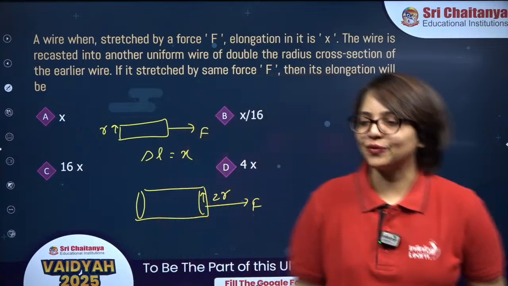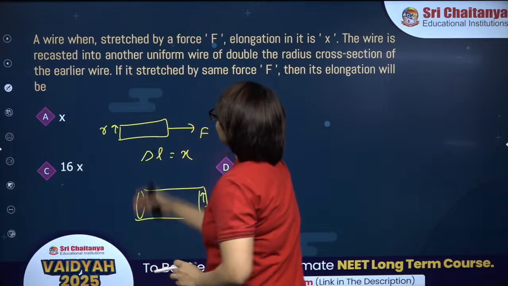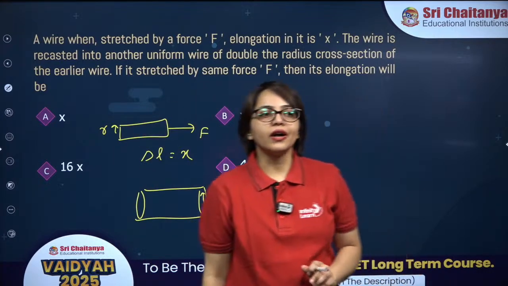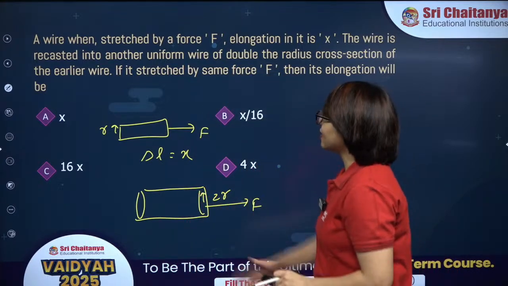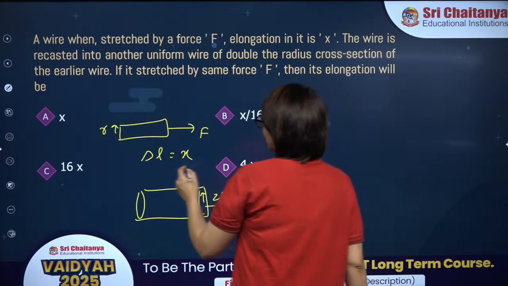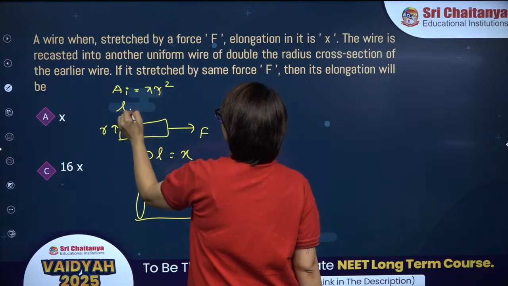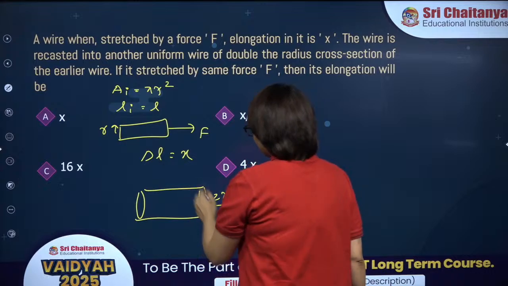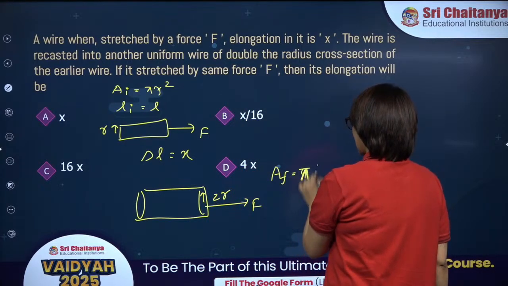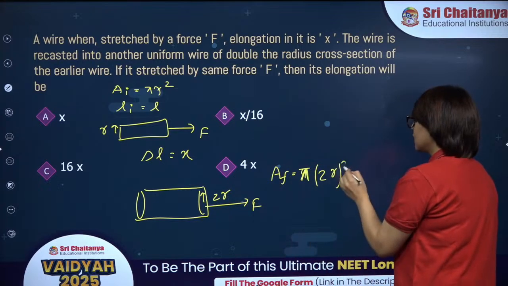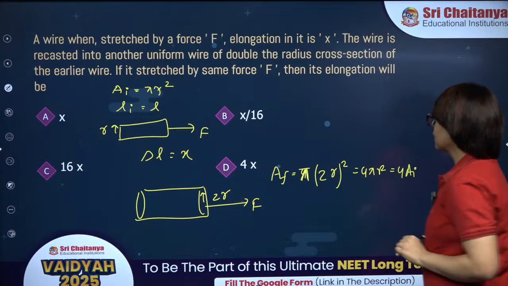It's not constant. When you recast, you have the same volume as before. Using the same volume of the wire, yes, the length decreases. You have to recast the wire. So the initial area is pi r square and the initial length is L. Now the final area is pi times 2r whole square. So it will be 4 pi r square, which is 4 times the initial area.